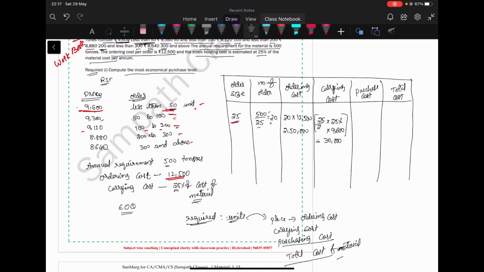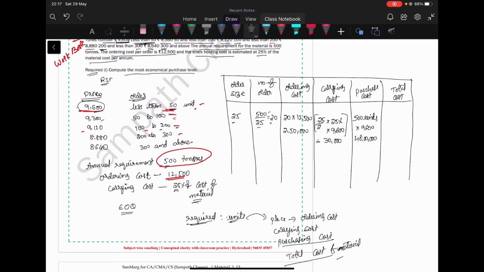Then what is the purchasing cost? How many units are you purchasing? You are placing the request for 25 units each time, but your annual requirement is 500 units. So throughout the year you will be purchasing 500 units, into 9,600. 500 into 9,600 is 48 lakhs rupees, the amount you are paying per year to the supplier.